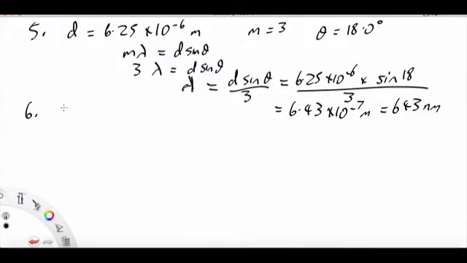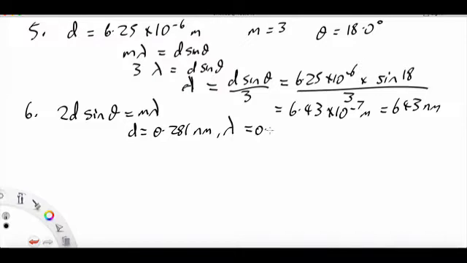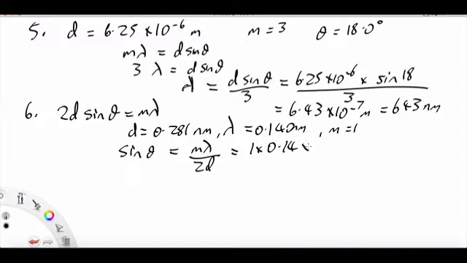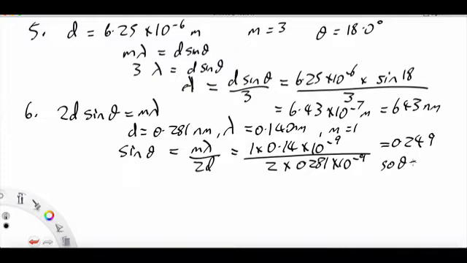Number 6, for the X-ray diffraction, remember the equation is just slightly different, it is 2d sine theta equals m lambda. Now we have d equals 0.281 nanometers, lambda equals 0.140 nanometers, and it's first order. So we have sine theta equals m lambda over 2d, which is 1 times 0.14 by 10 to the minus 9 over 2 times 0.281 by 10 to the minus 9 equals 0.249. So theta, sine to the minus 1 of that, is 14.4 degrees.